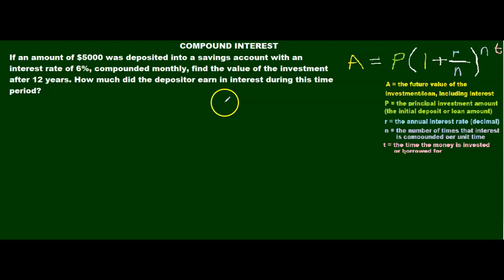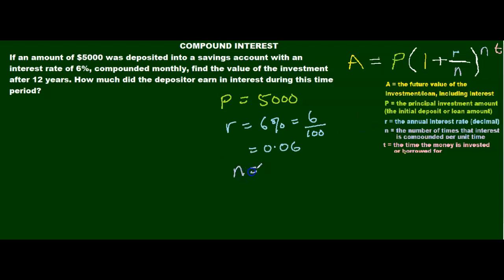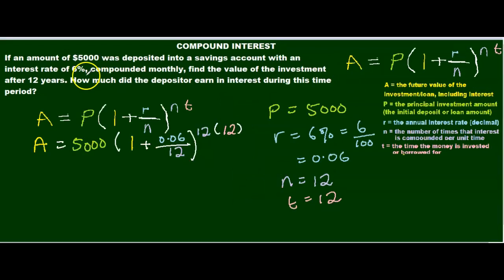So in this case, your P equals 5,000. Your R is 6%, which equals 6 over 100, which equals 0.06. Your N is the number of times the interest is compounded, which is monthly, so 12 times a year. Your T is 12 years. Now we can plug in all our known variables. So our P is 5,000, our R is 0.06, N is 12, and our T is 12.